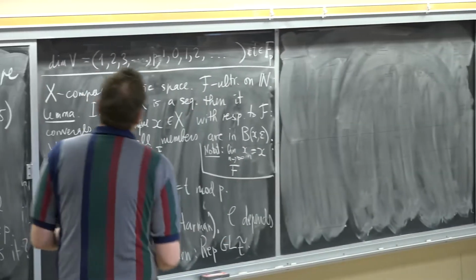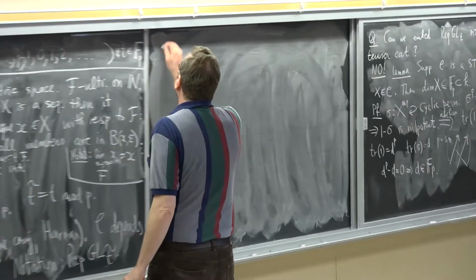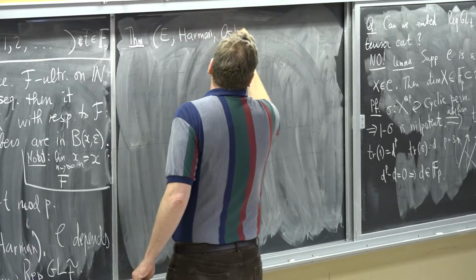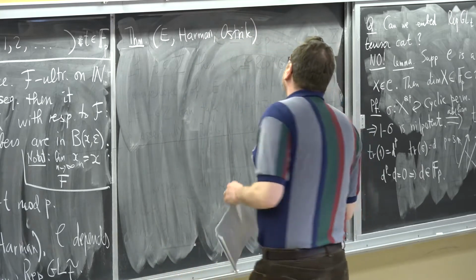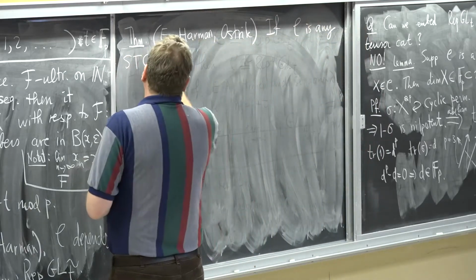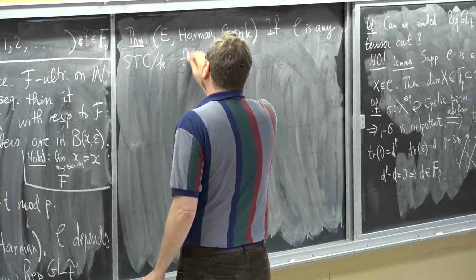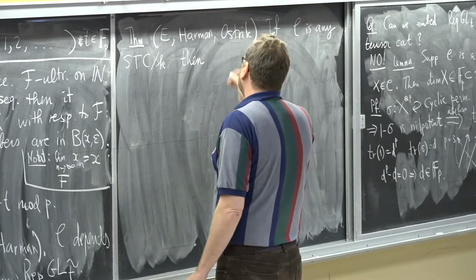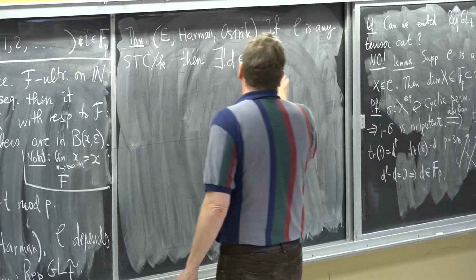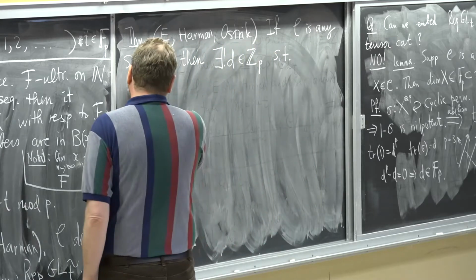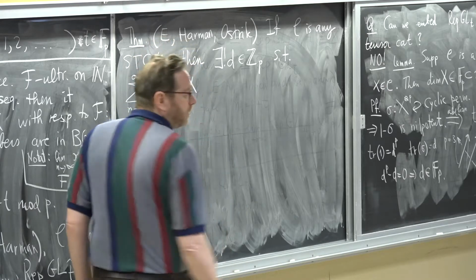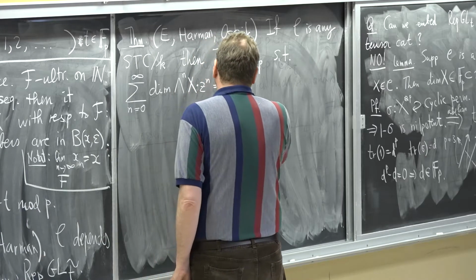Well, I told you that this has to do with dimensions of exterior powers. So here I want to bring up a theorem that we proved with Harman and Ostrik. That if C is any symmetric tensor category over K of characteristic p, then consider the series. There exists a d in Z_p, unique, such that the sum from n equals 0 to infinity of the dimension of wedge n of X times z to the n equals (1 plus z) to the d.